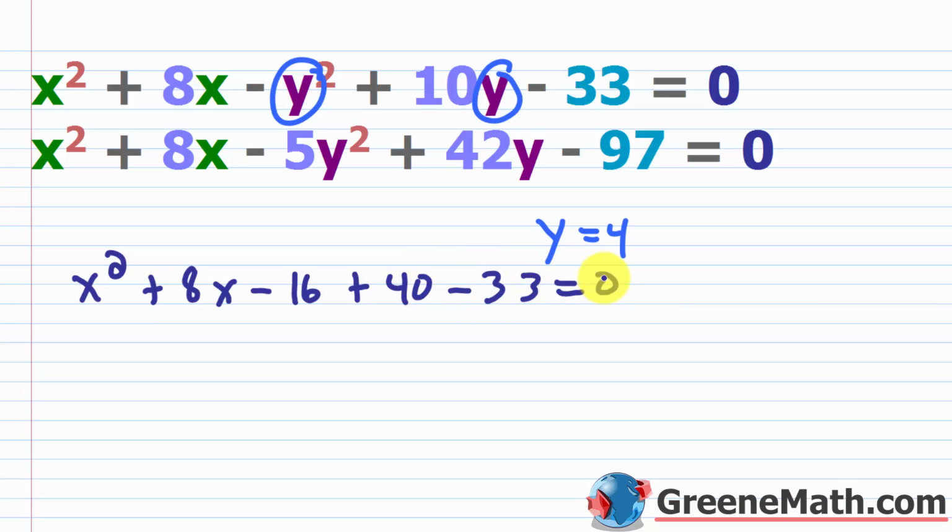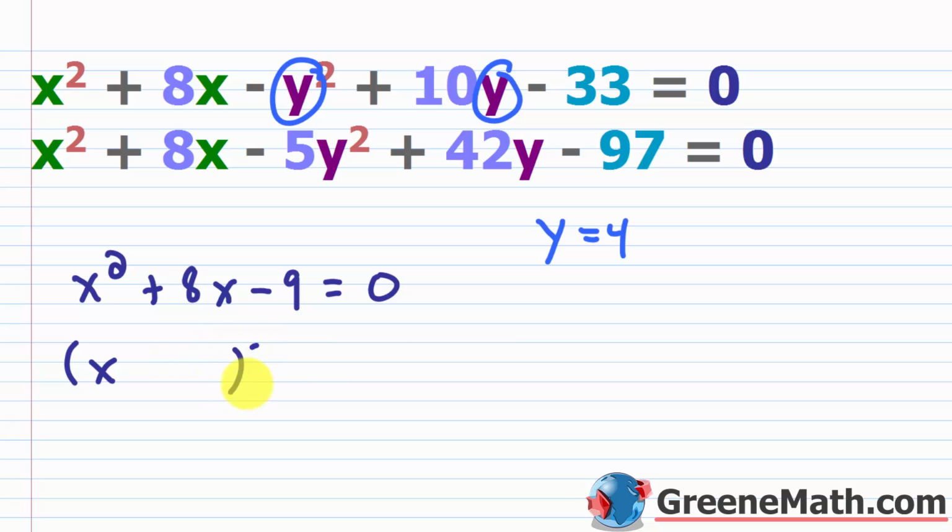So let's go ahead and crank this out real quick. Negative 16 plus 40 is 24. And 24 minus 33 is negative 9. So I'm just going to erase this and put minus 9 there and then equals 0. Okay, let me make that a little better. Again, we have something we can solve using factoring.